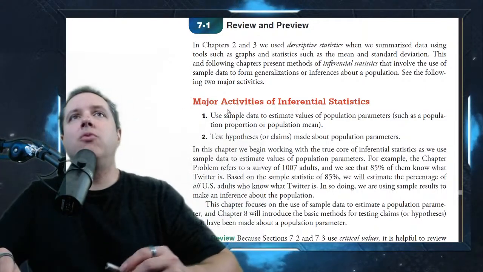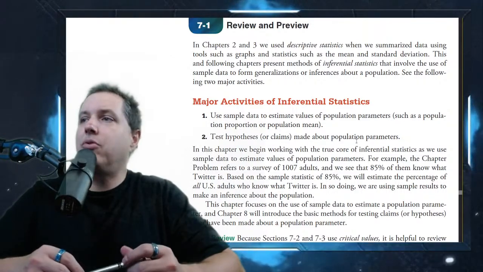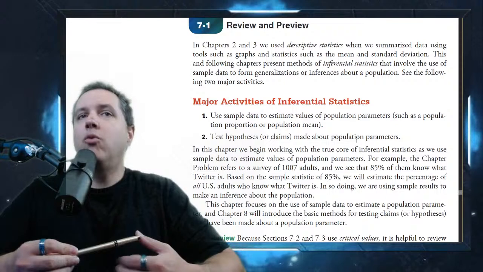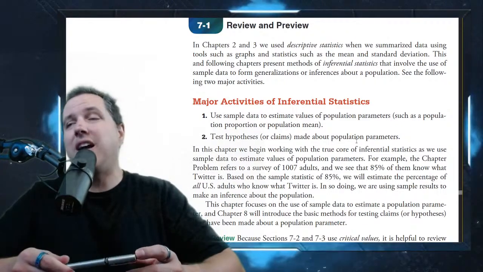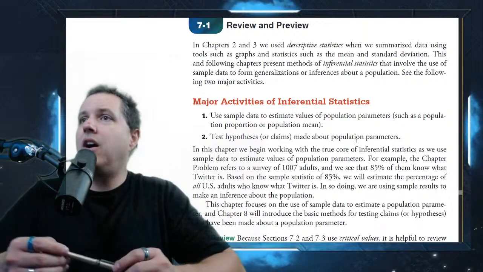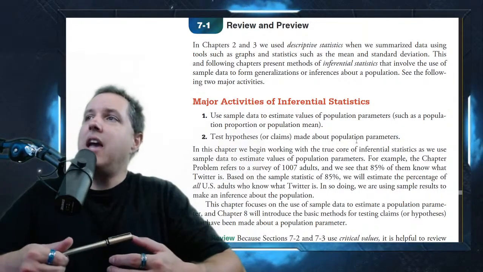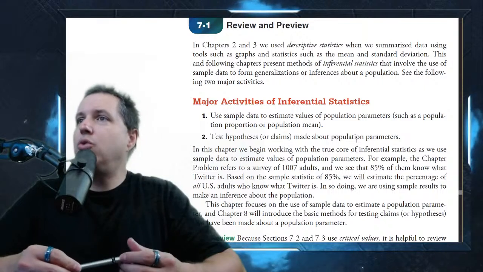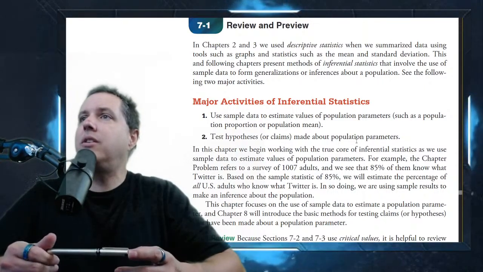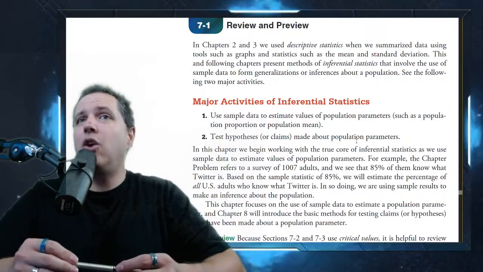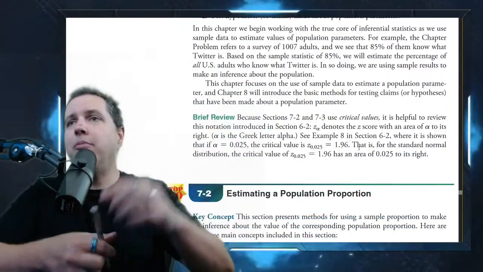Okay. The other thing we'll do is test hypotheses or claims made about population parameters. So we're going to very heavily be using probabilities. The good news is you're not going to have to calculate them all that often. StatCrunch will do that. But you're going to get a probability, and that probability is going to lead us to make conclusions about the populations that we are trying to study. Okay?